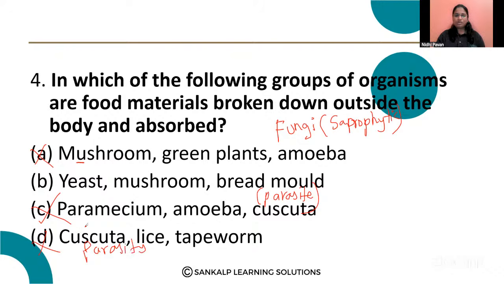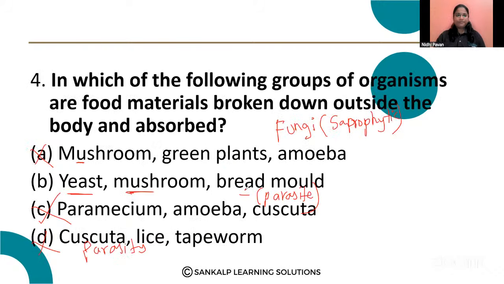When you see option B, yeast is an example of fungi, mushroom is an example of fungi, bread mold. The fungi that grows on bread, we call it bread mold. So that is also an example of fungi. Okay, next, so option B is the right answer here.